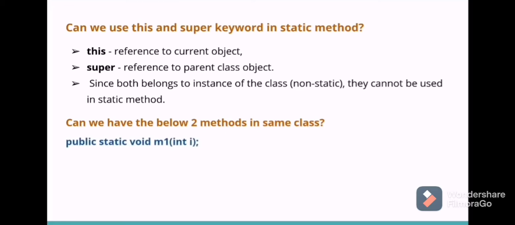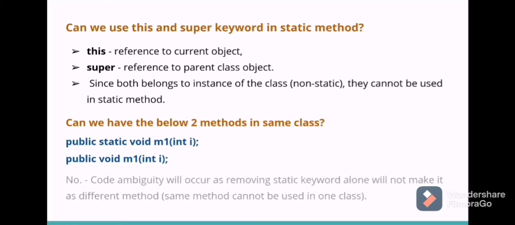Can we have the below two methods in the same class? Public static void m1 of int i, public void m1 of int i. If we remove the static keyword from a method, can we use them in the same class, that is the question. No, code ambiguity will occur, as removing the static keyword alone will not make it a different method. So the same method cannot be used in one class.